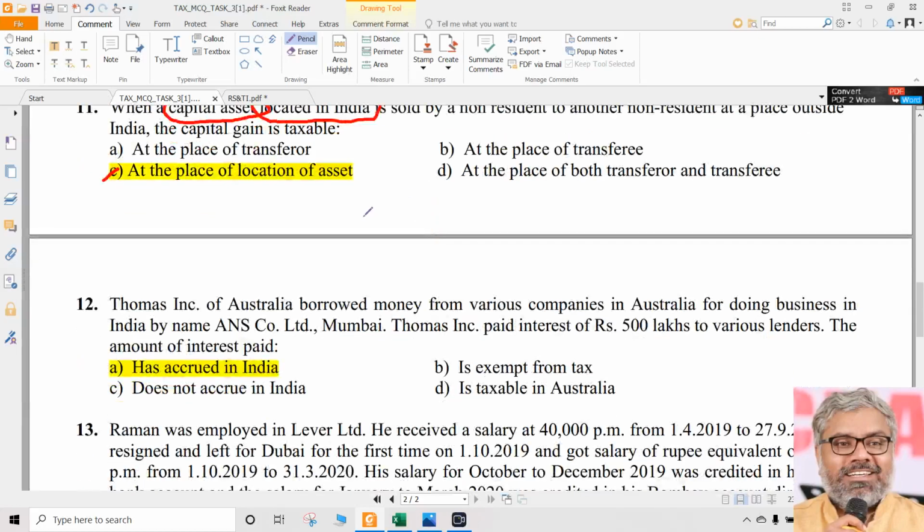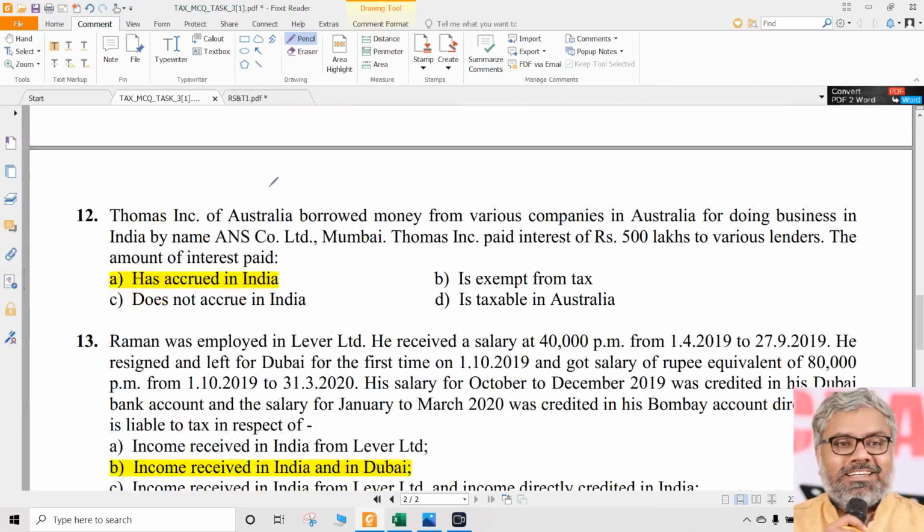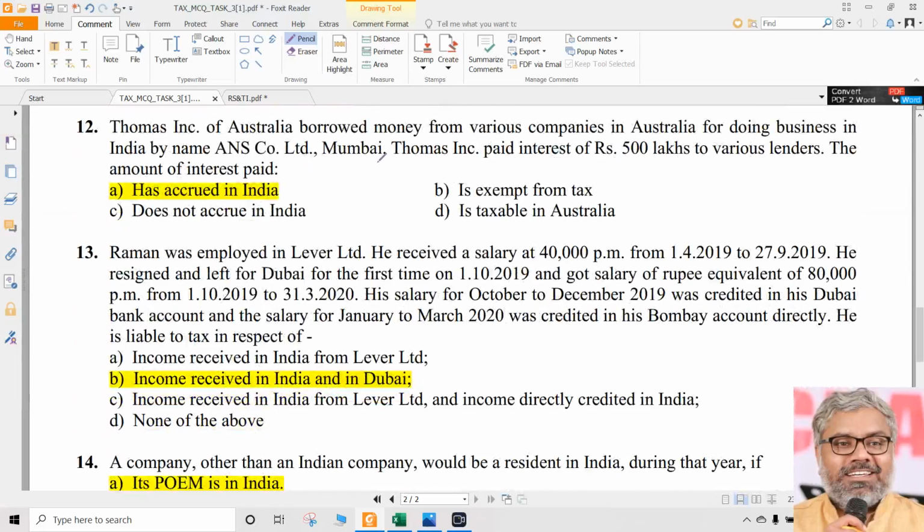Where the asset is located in India, automatically that becomes taxable in India according to section 9. Section 9 has a particular point related to this. You need to remember that to answer this question. So C is the correct option for question number 11.